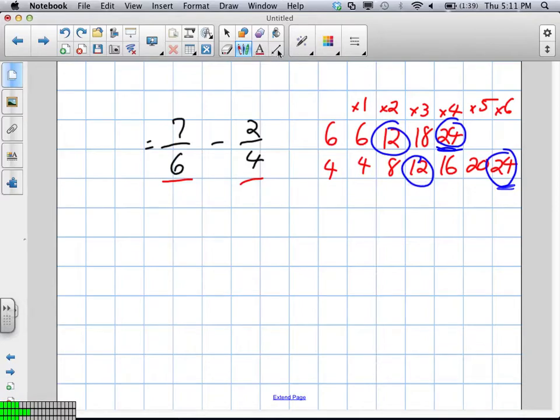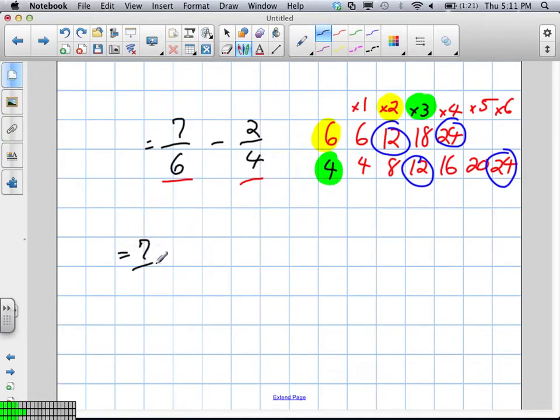So, first off, we multiplied 6 by what to get 12? Yeah, 2. And what did we multiply 4 by? 3. Okay, so those are important for us. So we'll rewrite our fraction again. Now we've got 7 over 6 minus 2 over 4.